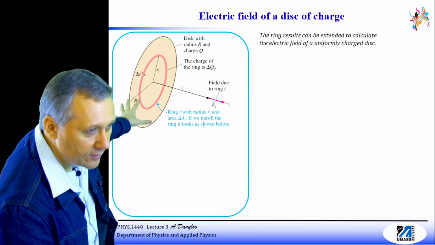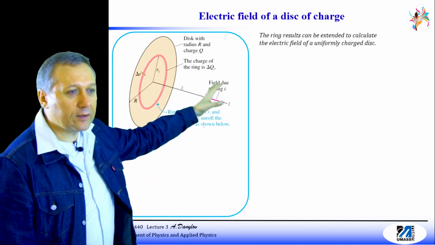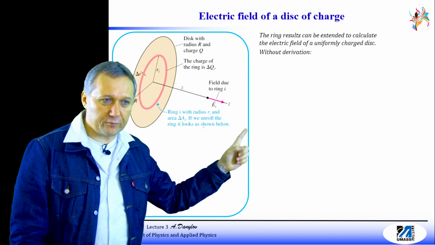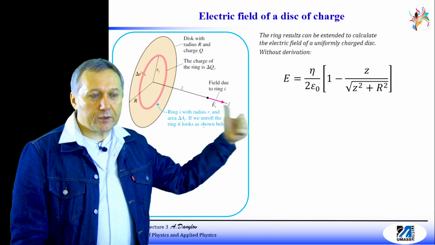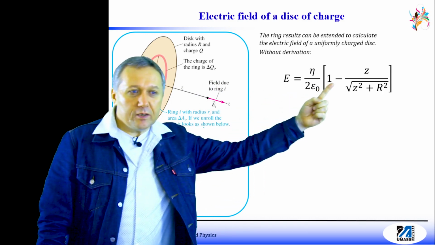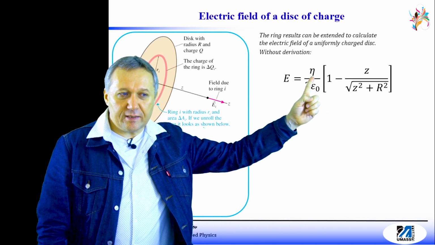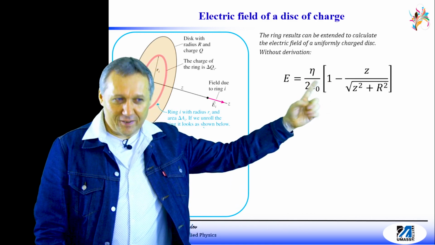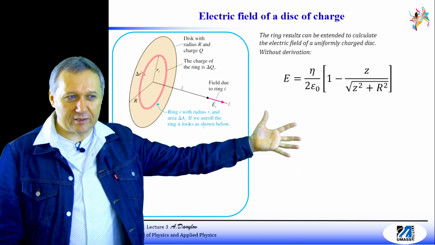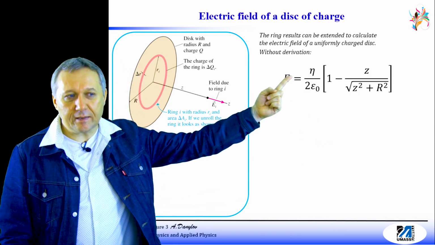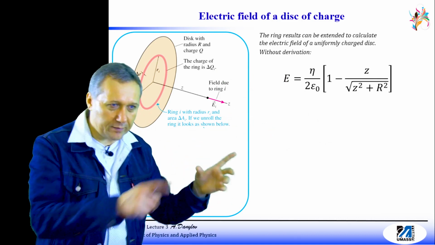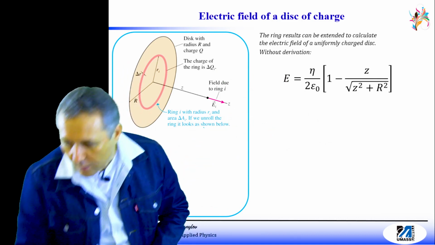Using this result, you can do the additional integration, and you will end up with this expression for the electric field created by this uniformly charged disk with surface charge density eta. Again, you remember that slide 20 minutes ago when we discussed the charge densities? This is eta, surface charge density, the amount of charge per unit area.